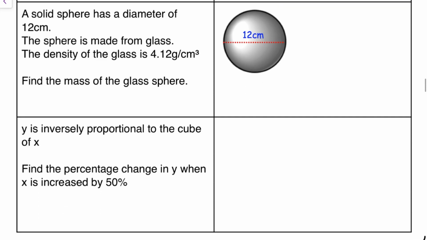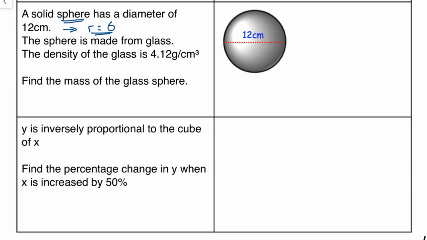Next question. Okay, a solid sphere has a diameter of 12. So straight away, spheres involve radii. So the formula involves a radius, so therefore I'm going to write down, so I don't make a silly mistake, that r is 6, i.e. don't use a 12 by accident.